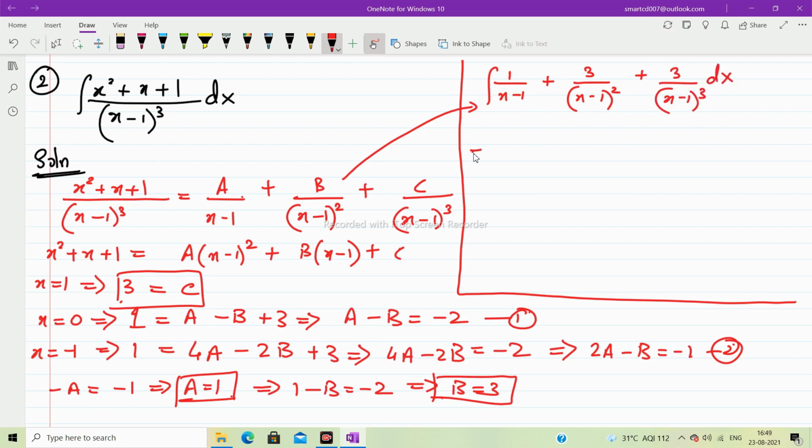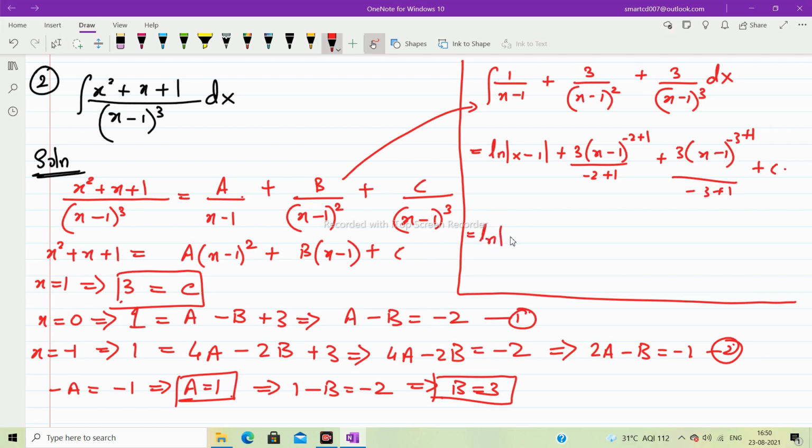Now just integrate. So the first one you get ln|x minus 1|. This is what we had done in previous sum as well. So this will be 3 (x minus 1) raised to minus 2 plus 1 upon minus 2 plus 1. And in this case, it will be (x minus 1) raised to minus 3 plus 1 upon minus 3 plus 1, plus c. And now we can just simplify this.